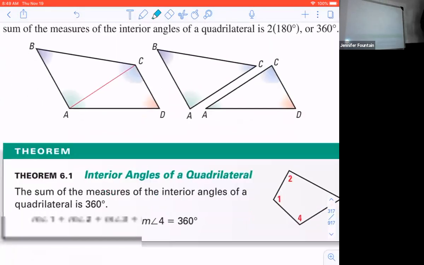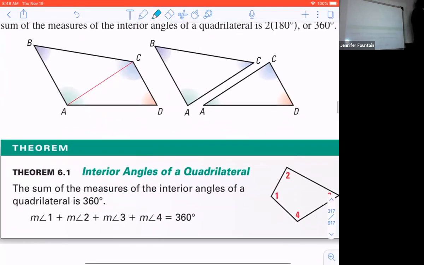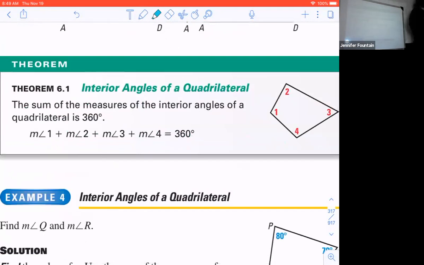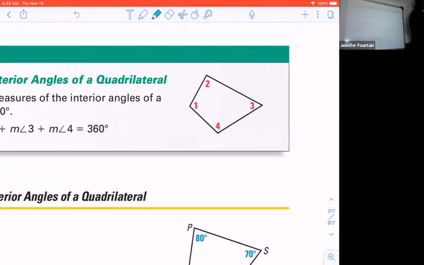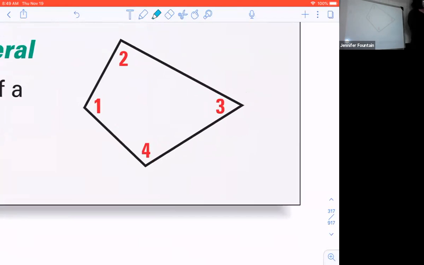So we can see our interior angles means they are inside the quadrilateral. Theorem 6.1, the interior angles of a quadrilateral theorem states that the sum of the measures of the interior angles equals 360. So the measure of angle 1 plus the measure of angle 2 plus the measure of angle 3 plus the measure of angle 4 equals 360 degrees. Okay, so if I know 3 of them, I can find the 4th. Or if I had an equation for each of these, like if one was x, one was x plus 1, one was x plus 2, one was x plus 3, I could put all those together, set it equal to 360, and then solve.